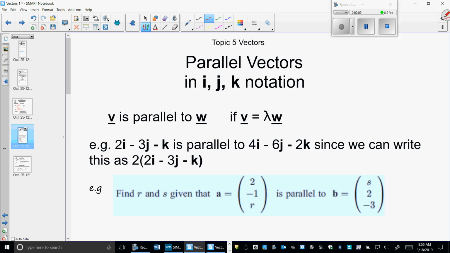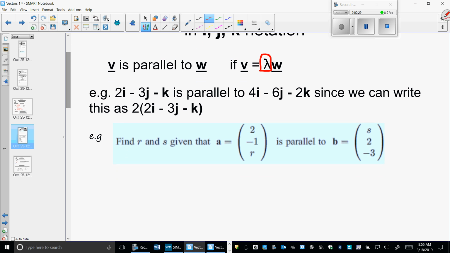Okay, parallel vectors, so we talked about these as well, but let's just do some questions. If vectors are going to be parallel to each other, then they can be factorized somehow. In other words, they can be written with a value in front of them. So if you're able to do that, then that shows that they are parallel. So 2i minus 3j minus k is parallel to 4i minus 6j minus 2k, because you can write this as 2 lots of this.